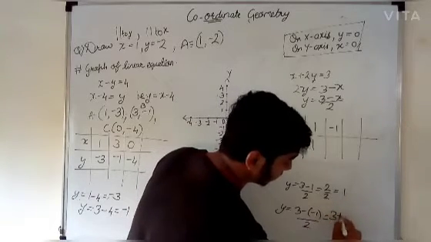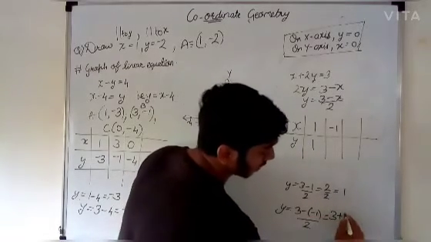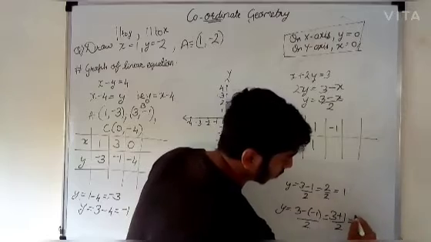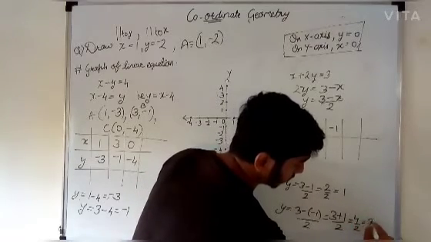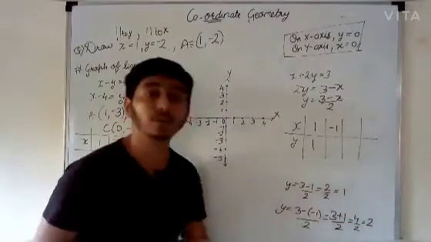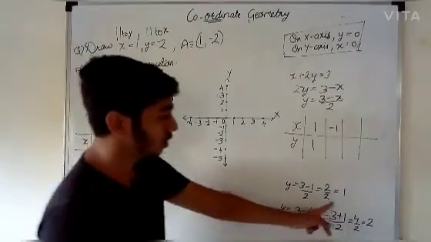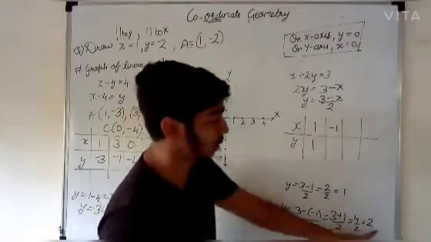So this will be 3 plus minus minus becomes plus. So 2 equal to 4 upon 2, which is 2. So y is equal to 2. Correct? So when you put x as minus 1, you get y as 2.